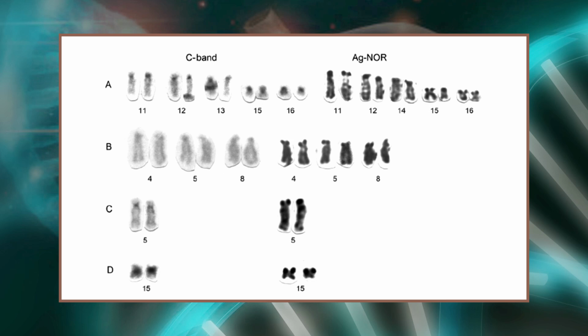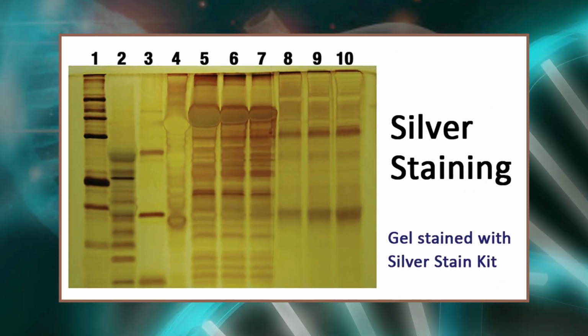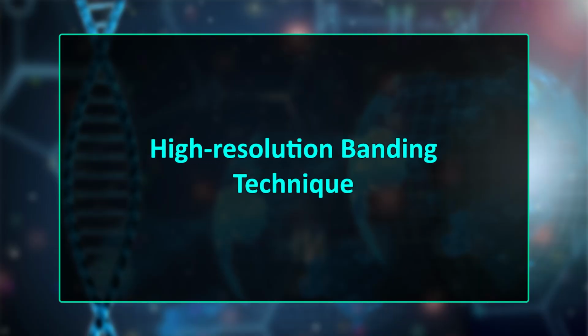Nucleolar organizing region, that is NOR, banding technique stains the NORs of the chromosome. Goodpasture and his colleagues in 1975 developed this simple silver staining technique, which is useful in clinical practice to study specific chromosome polymorphisms such as the second satellite. The other technical development was the high-resolution banding techniques. These techniques help in identifying the small chromosomal aberrations more elegantly.